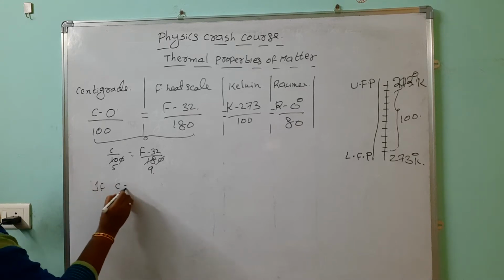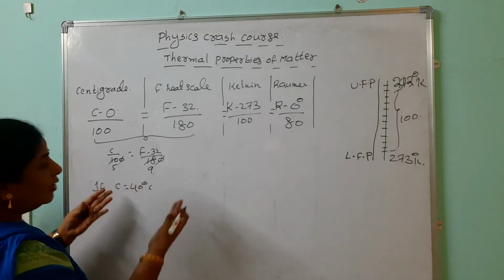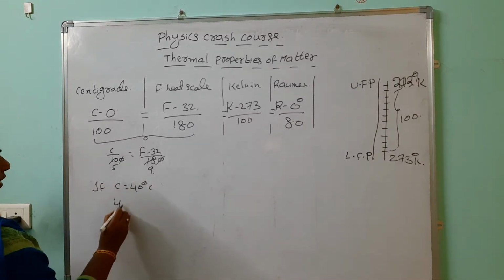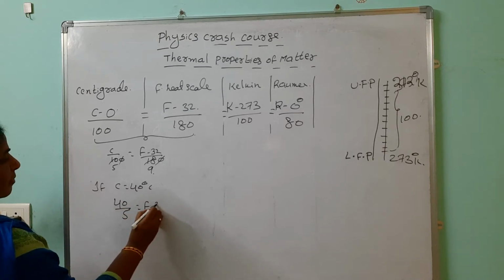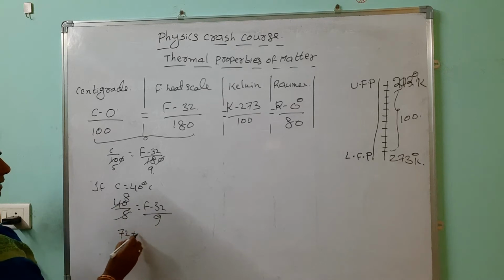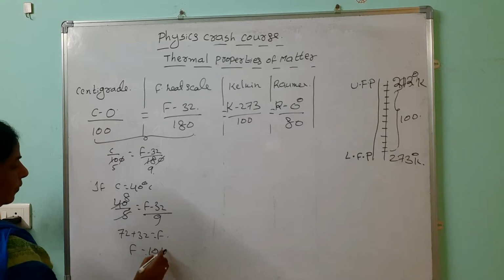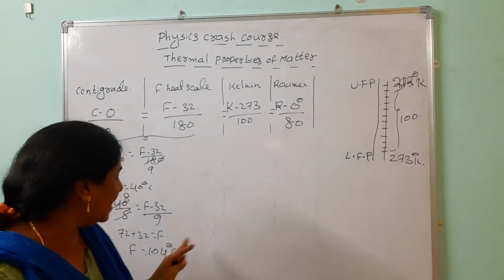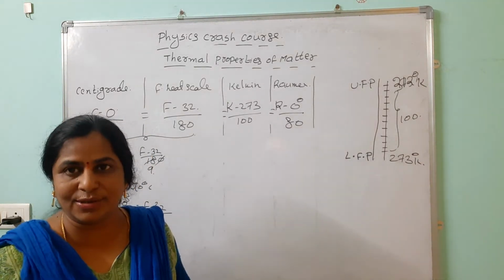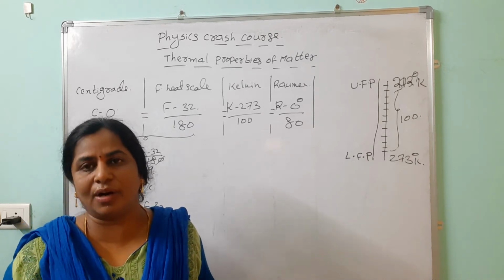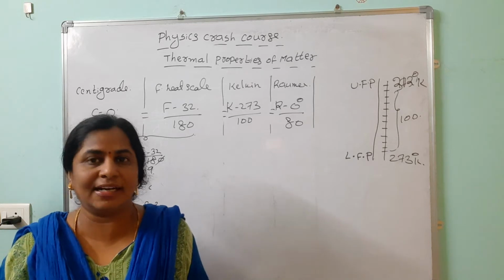Suppose C equals 40 degrees centigrade. What is the same value in the Fahrenheit scale? How to find out? Instead of C, we write 40 by 5 equals F minus 32 by 9. This is 8, this is 72, plus 32, then F equals 104 degrees Fahrenheit. So 40 degrees on the centigrade scale is 104 degrees Fahrenheit.